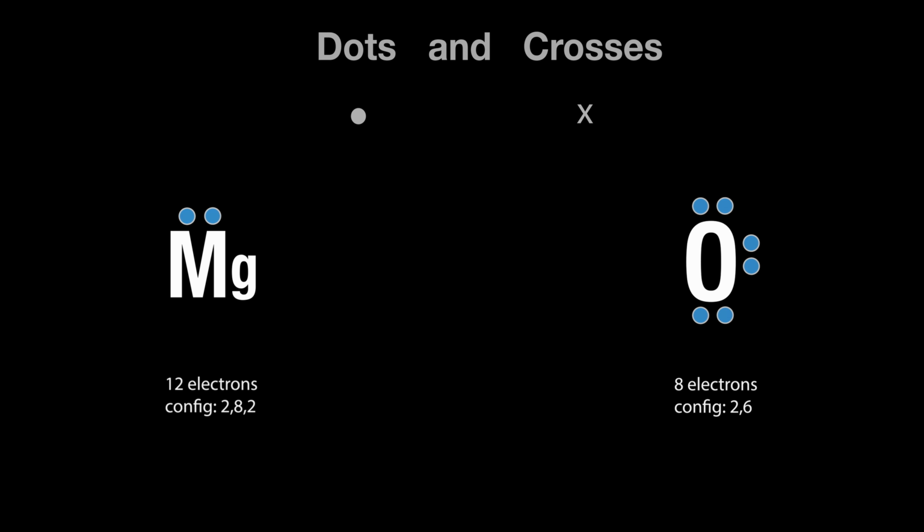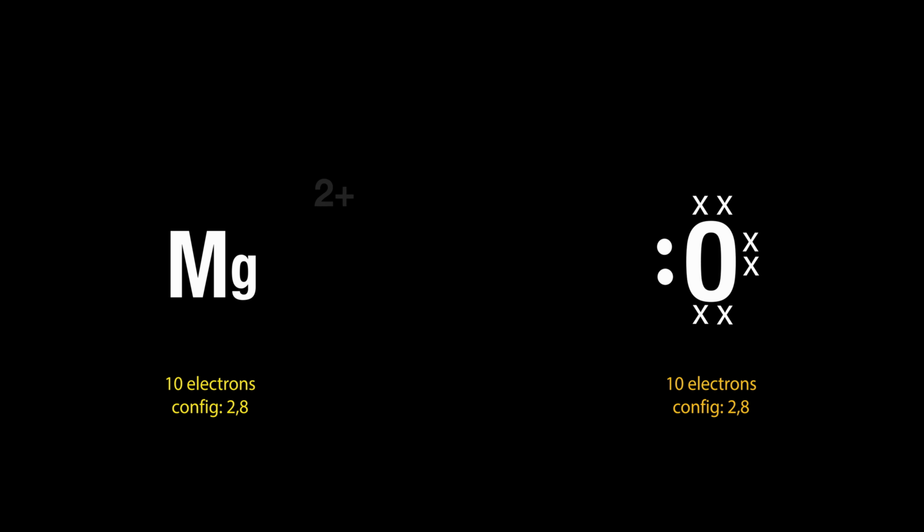And here's the transfer. And now we add the charges. Mg gets 2+ and O 2-. But to show that this is an overall charge on my ion, I'm going to put the symbol and the electrons inside a square bracket, and I'm going to put the charge on the outside like this. And we're done. That is the dot and cross model for the bonding in magnesium oxide.